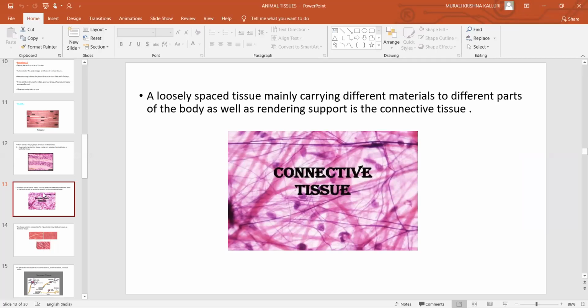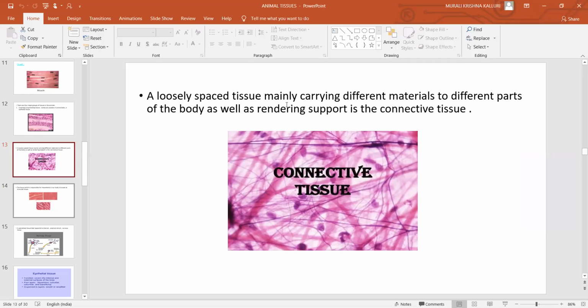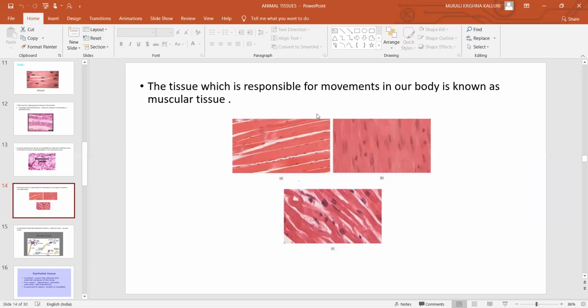Okay. Next one is muscle tissue. Where is it present, ma'am? Limbs, ears, stomach. Next.